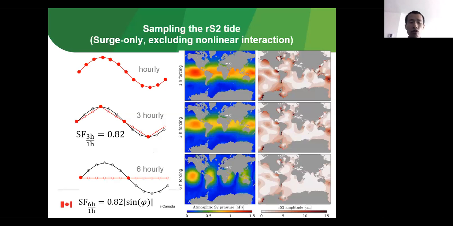Next, we look at the ocean response to the S2 atmospheric forcing. Here in the top panel, we show the S2 air pressure and the ocean response. Although the forcing is confined to the tropics due to the thermal radiation, the ocean response is global. Actually, this process is similar to that for the gravitational tides. And similar to the gravitational tides, the largest values of the RS2 tide are found in the Bristol Channel and the Bay of Fundy, and it can reach 88 centimeters.